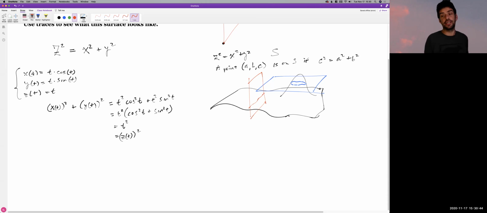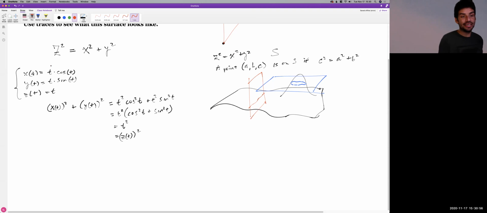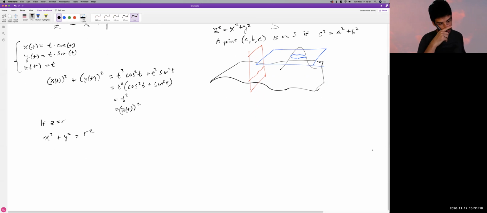I'm going to do something particular. I'm going to take slices where we let z be equal to different values. In other words, I'm going to set z equal to a constant, and let's let the letter r represent that constant. So if z is equal to a constant r, then x squared plus y squared must be equal to that constant squared.